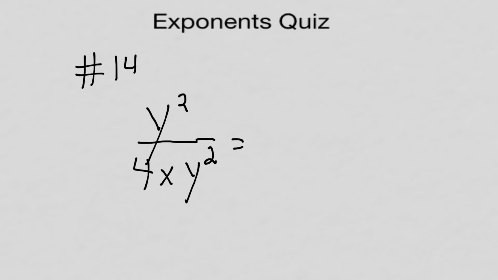All right, we're up to number 14, another division problem. Actually, the rest of the sheet's division problems. On this one, there's only one thing that happens. We've got y to the second divided by 4x times y to the second. The only thing that happens in this problem is these y squares cancel out. So everything on top canceled out. That does not mean it's 0. That means the one thing that's left up there is a 1. On the bottom, what was left was 4x. That's it.